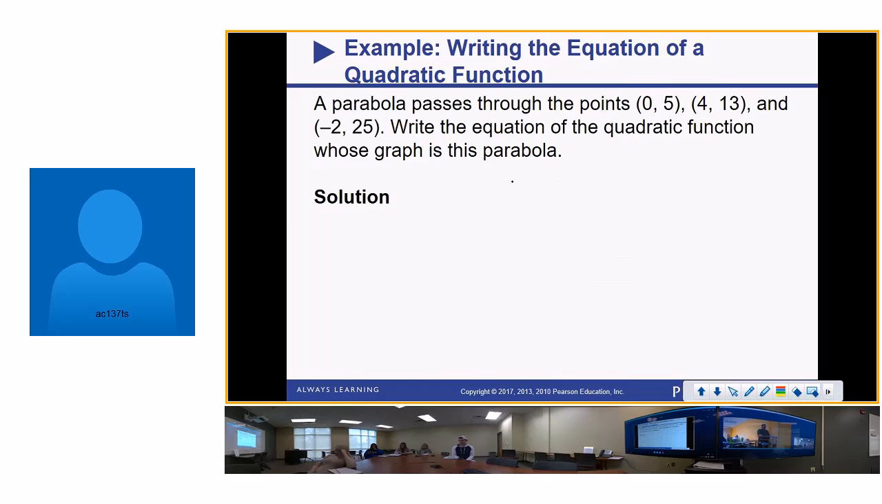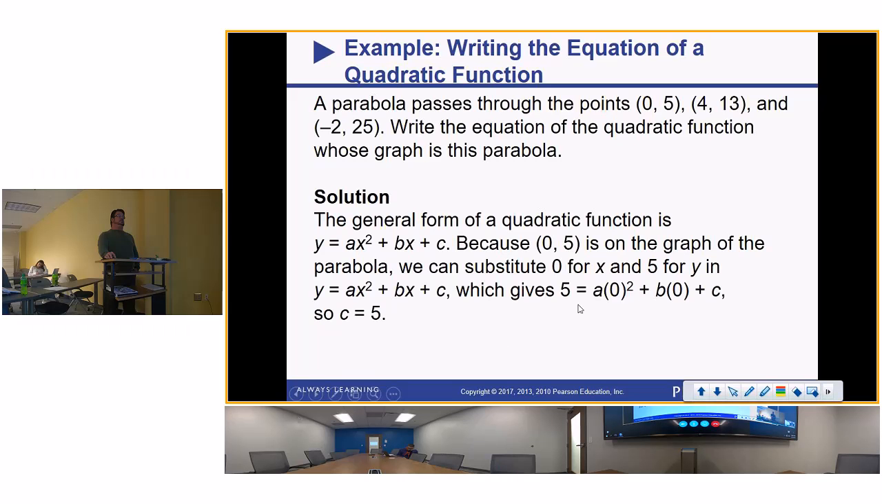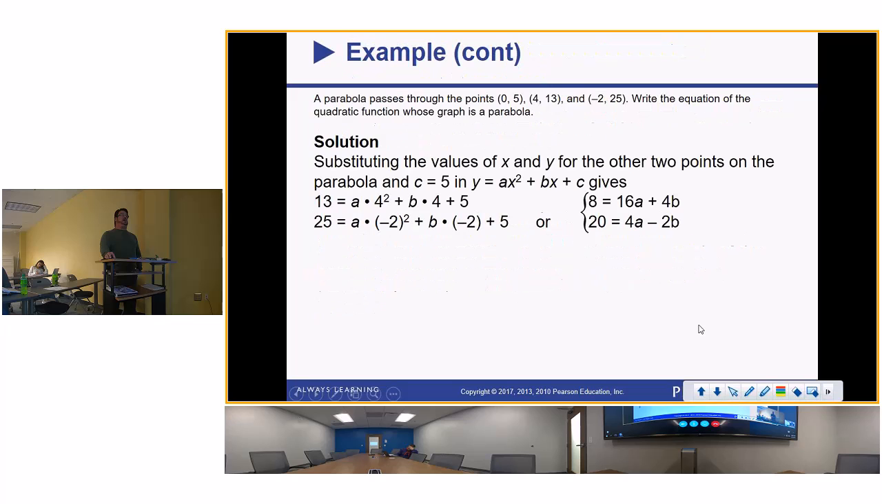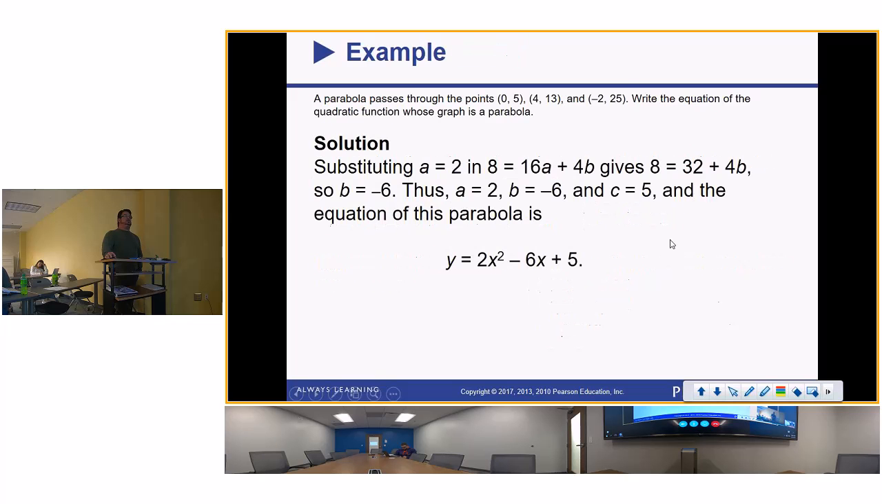So, let's see if we know what we're doing. They plugged in 0 and 5 and got C is equal to 5. They got those 2 guys right there by plugging in the other 2 points. And let's see what I got. Did I get 2x squared minus 6x plus 5? I think I did. Yep. That's how you do it.